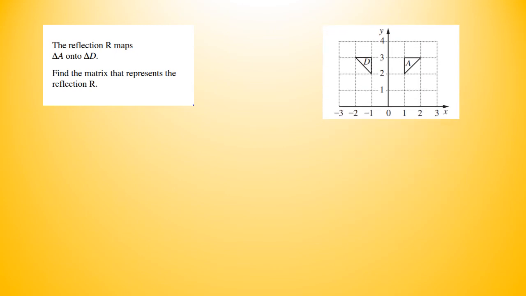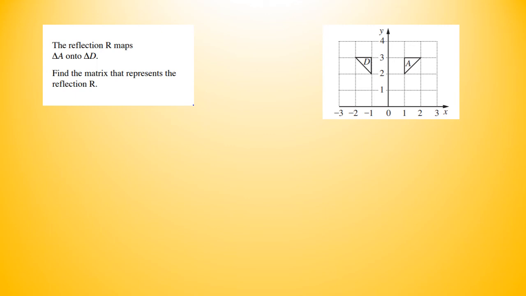Next, the reflection R maps triangle A onto triangle D. Find the matrix that represents reflection R. So now you can clearly see they are asking for the transformation matrix, not the single transformation. If I speak about the single transformation which maps triangle A onto triangle D, you can use a tracing paper again, trace triangle A and fold it along the y-axis. So the single transformation is a reflection along the y-axis.